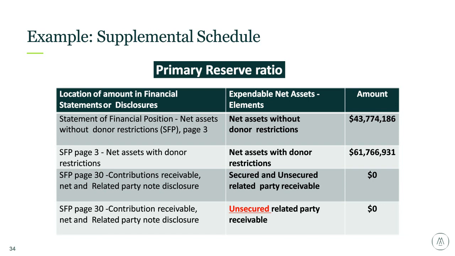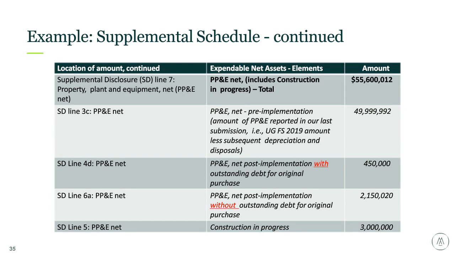These are just examples, like for the primary reserve ratio. It talks about the net assets without donor restrictions, with donor restrictions, and the related party transactions. It shows you where you can find it in the statement of net position. It references the page number that you can find it at, and the dollar amount. It talks about fixed assets and where you can find those numbers. So the next couple of slides show an example of what these new schedules will look like.